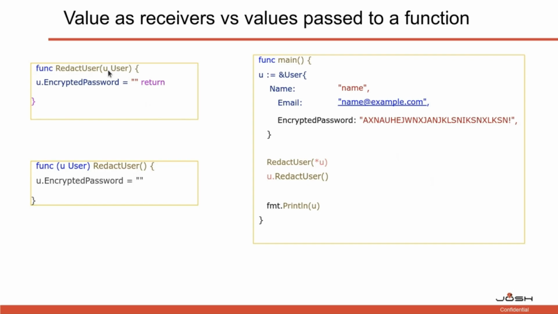For value based, this is passed by value, a normal function, and this is a method which has a receiver type of user. Now, what do you think will happen in this case? Let's say I have this user object and I pass this to this function, a normal user object, and I change the encrypted password to empty. It was this before, and I returned it, and I am trying to print this user object.